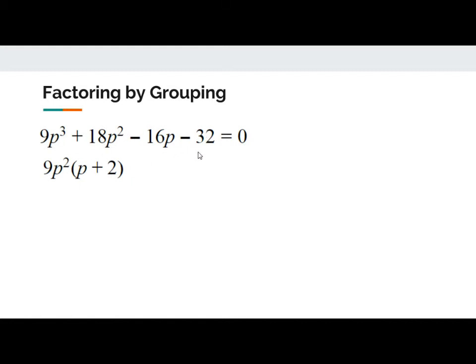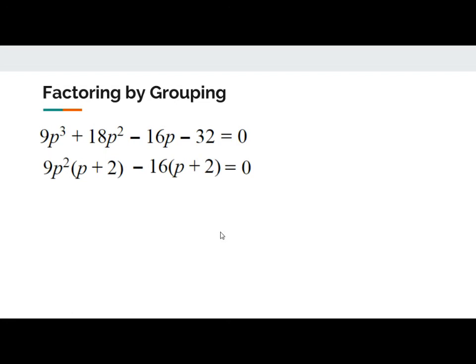Now let's see what I can factor out of the second two terms. I can't factor out a p. They don't both share a p. But I can factor out a 16. In fact, I can factor out a minus 16 from both of them. So if I factor out a minus 16, I'm going to get this. And you can, again, check that by distributing. Minus 16 times p is minus 16p. Minus 16 times a positive 2 is minus 32, equals 0.